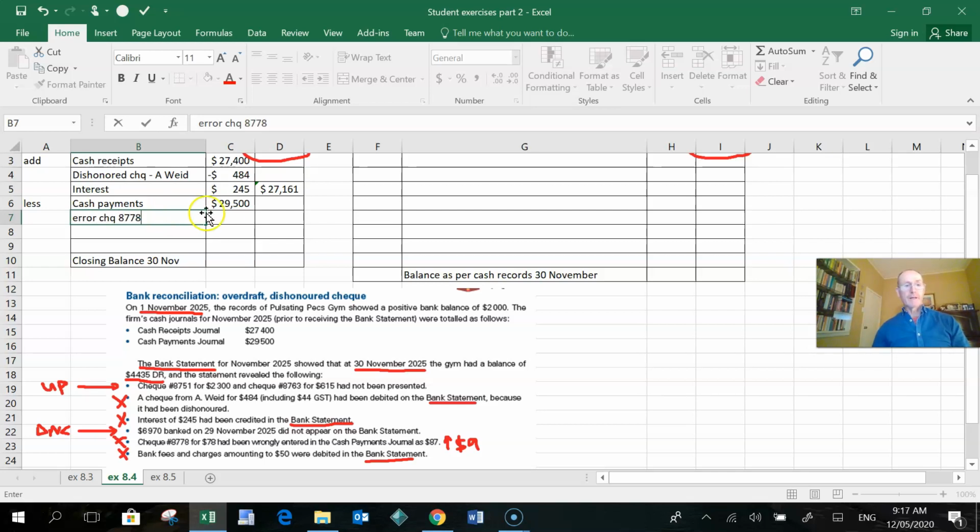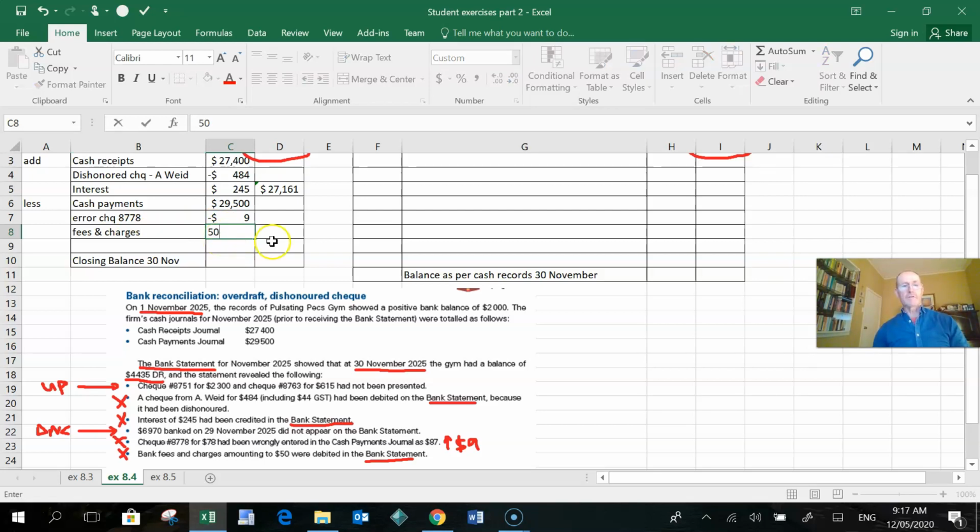8778. Right? So is it going to increase or decrease? We've put in the cash payments journal for $87. It should have only been $78. So we need to decrease it. Right? We need to take out the $9 error. And then the last one is bank fees and charges, which also decreases your bank, and they amounted to $50.